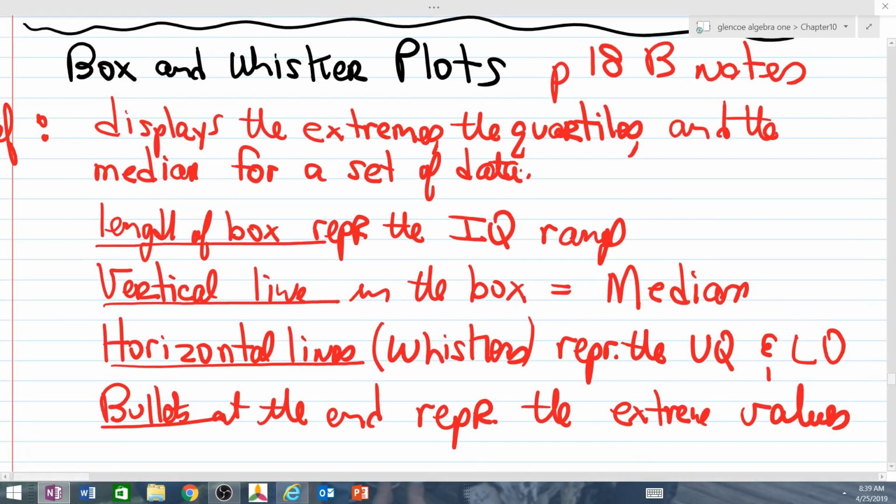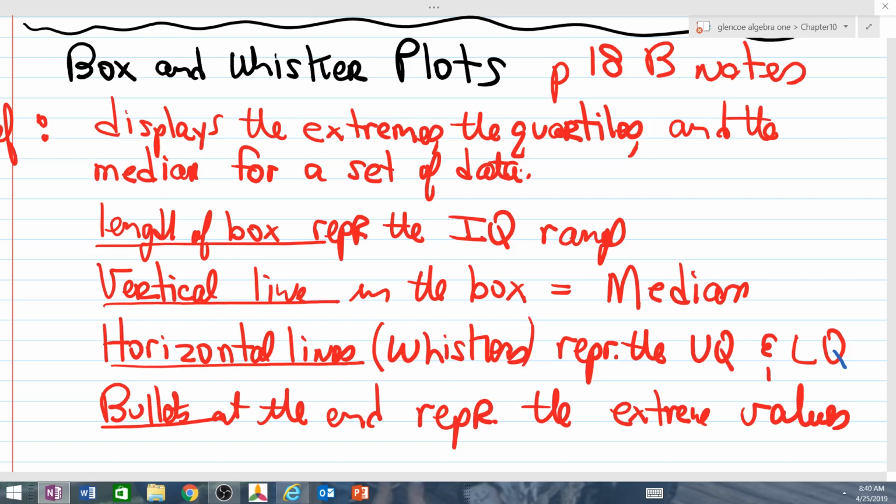Okay, by definition, a box and whisker plot displays the extremes, the quartiles, and the median for a set of data. The length of a box represents the interquartile range. The vertical line that we're going to draw represents the median. The horizontal lines represent the whiskers, which are the upper and the lower quartile. And the bullets at the end represent the extreme values, or the lowest value in your data set and the highest value in your data set.